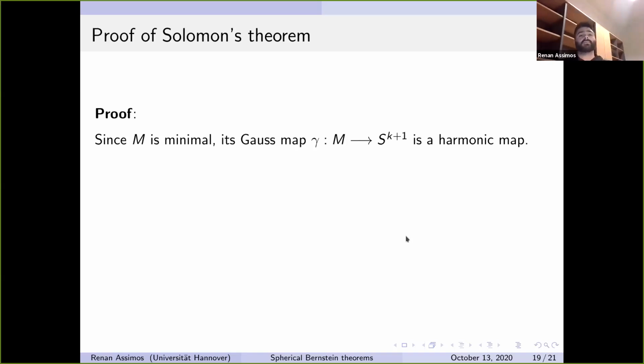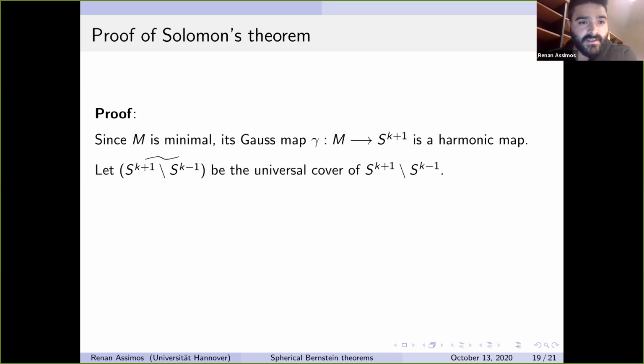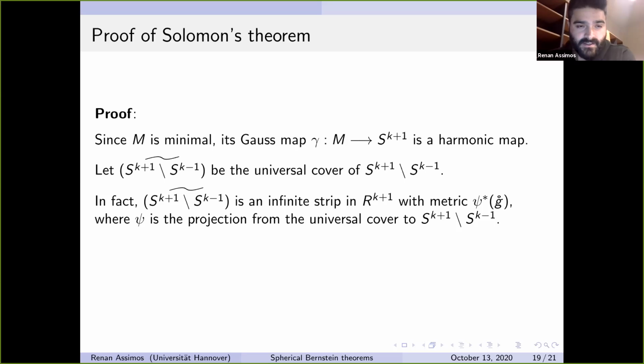Okay. So now the question is, if we manage to lift this map, we are done and we prove Solomon's theorem. So here, as I said, we are going to consider the universal cover. And then we have the following property. So clearly the pi1 of the set I draw, like S2 minus S0, is Z, right?